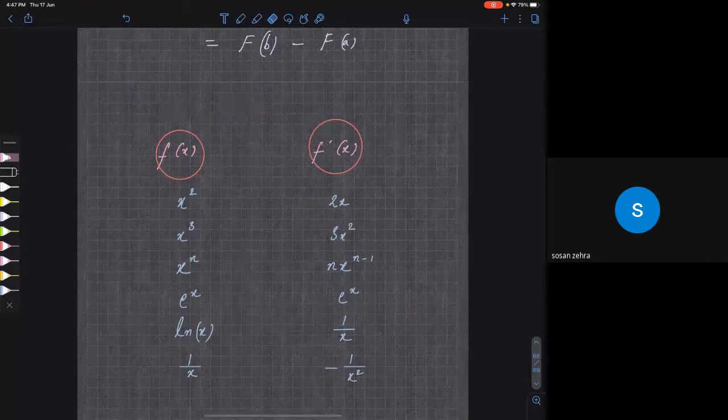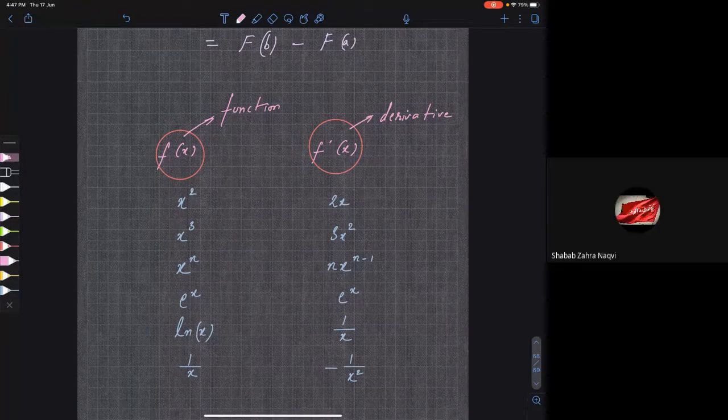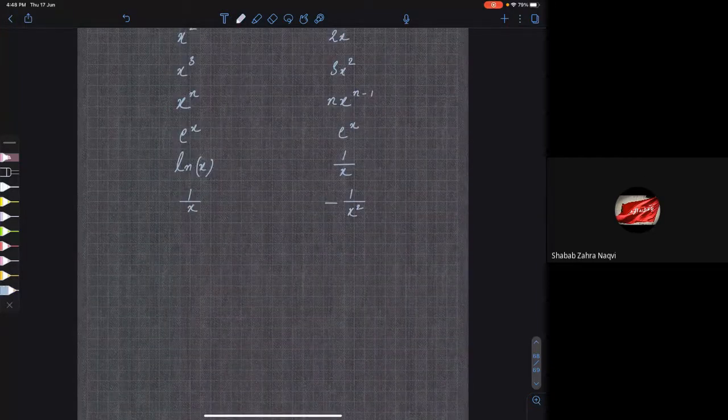So what I can say is, this is the function, this is its derivative. Clear? So, can I say that 2x is the derivative of x square, 3x square is the derivative of x cube, and n x power n minus 1 is the derivative of x power n, and so on and so forth. I can use that terminology, right?